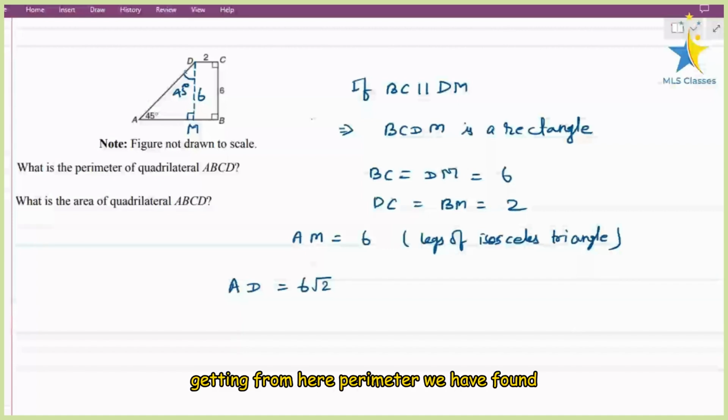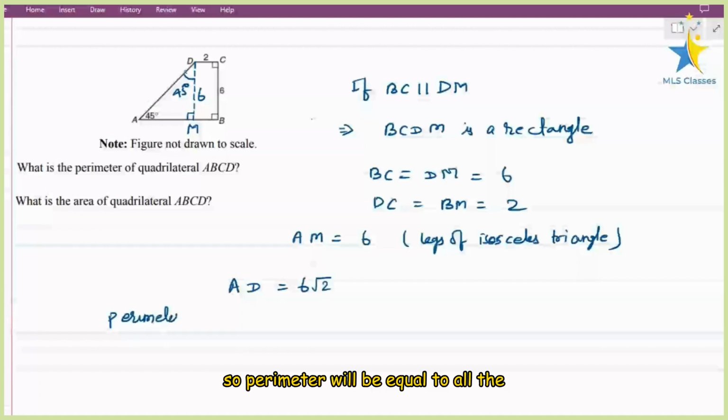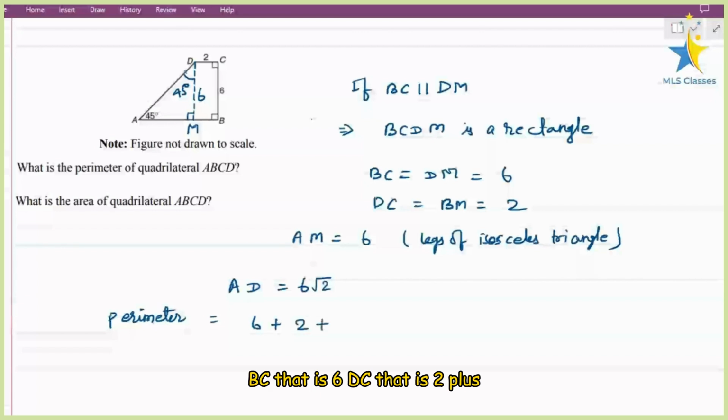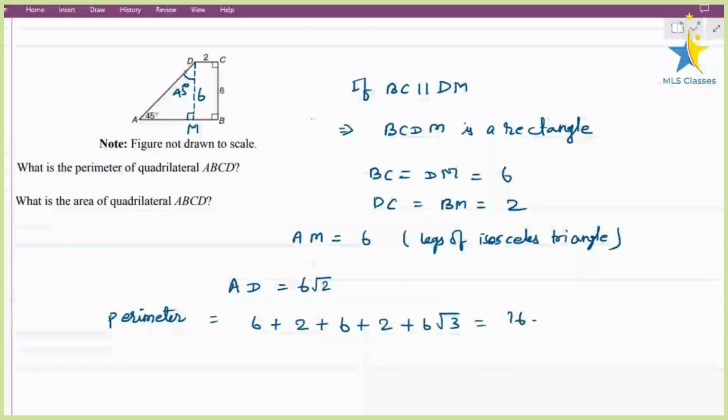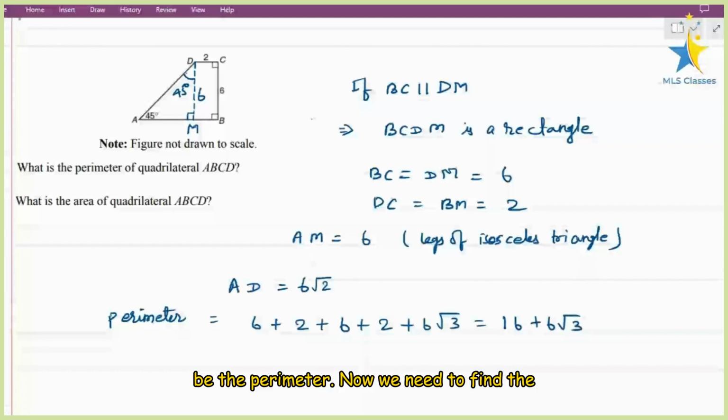Now what we will be getting from here, perimeter we have found. So perimeter will be equal to the sum of all the sides we have found. So AM, which is 6, plus BM, which is 2, plus BC, that is 6, plus DC, that is 2, plus AD, which is 6 root 2. So we are getting 16 plus 6 root 3. That will be the perimeter.